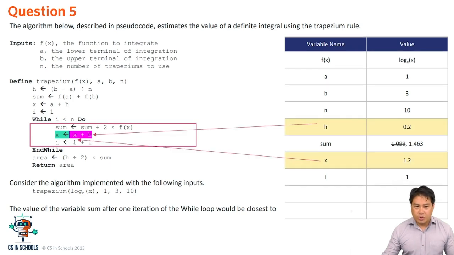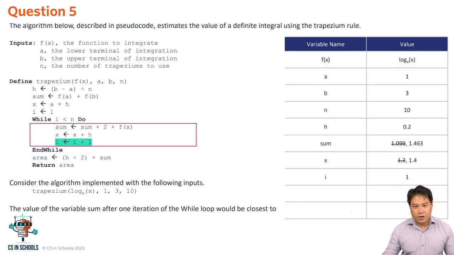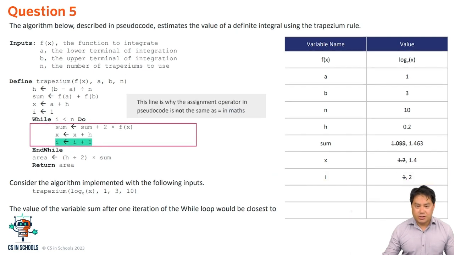X is 1.2, h is 0.2, so the answer is 1.4. That gets assigned back into x, and x is updated to 1.4. And then the last line of code there is adding 1 to I and assigning that back into I. So that's 1 plus 1, which is 2, and then that goes back into I, so I goes to 2.